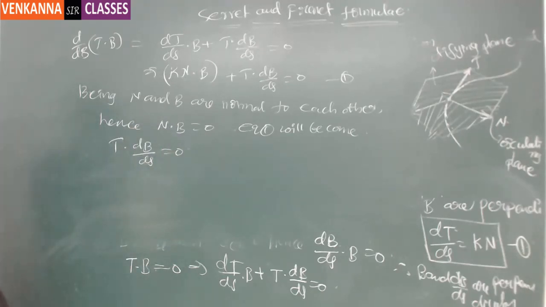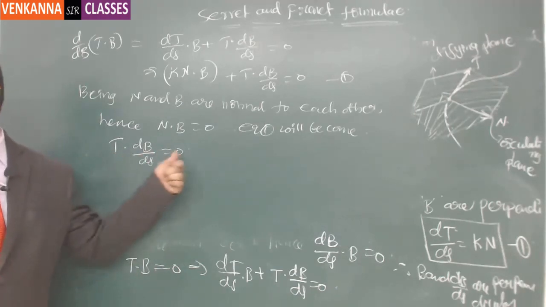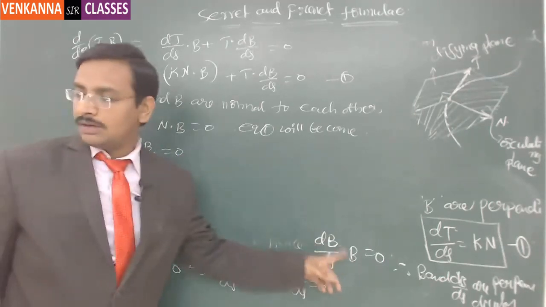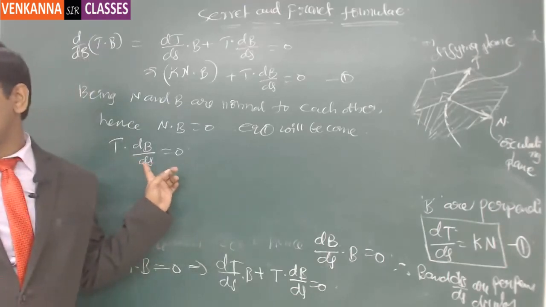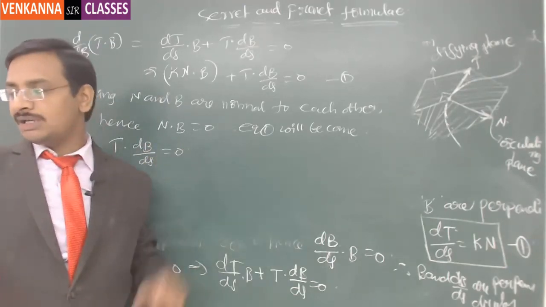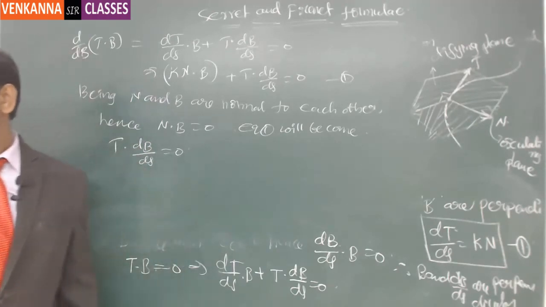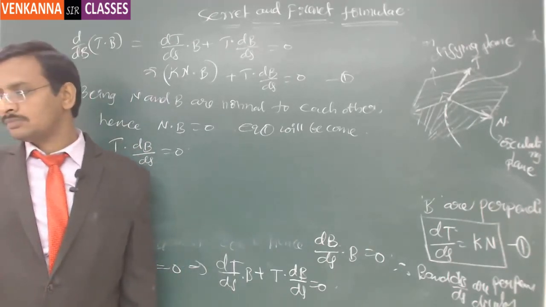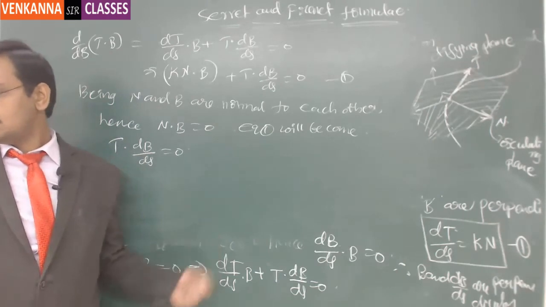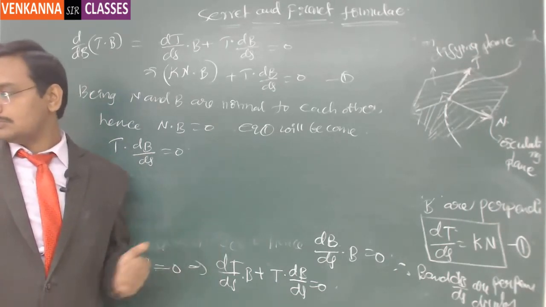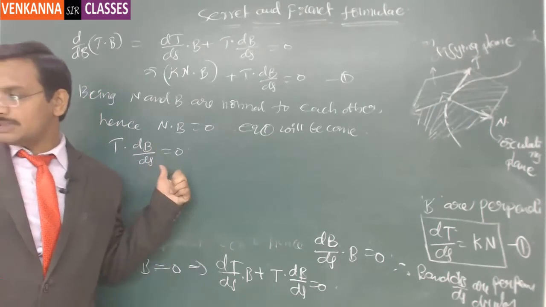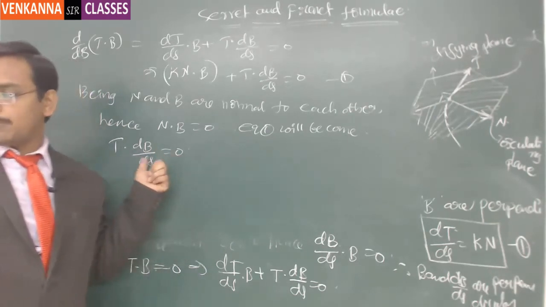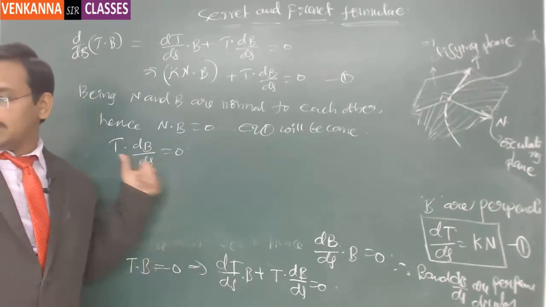Obviously, right? So dB/ds dot b is equal to 0, and dB/ds dot t is equal to 0. With respect to t, the dot product is 0. With respect to b, the dot product is again 0. Hence, what should be the direction of dB/ds? Normal to what? Obviously the n direction, exactly. So it is perpendicular to both t and b.